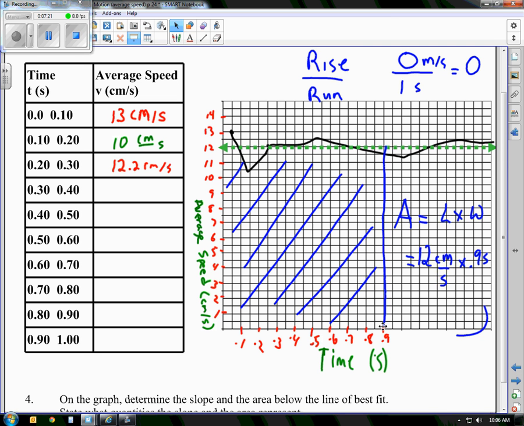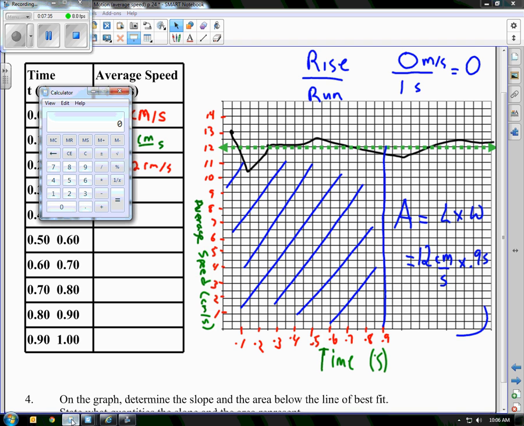Here now we're going to actually go with our original data, which says the last time the dot was put on the paper was at 0.9 seconds. So then I grab my calculator, and I'm going to figure out that area. It's 12 times 0.9, and that will equal 10.8.